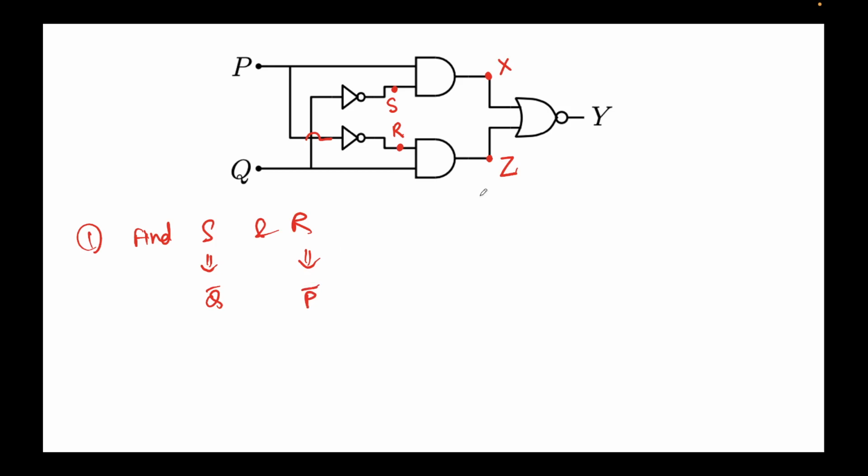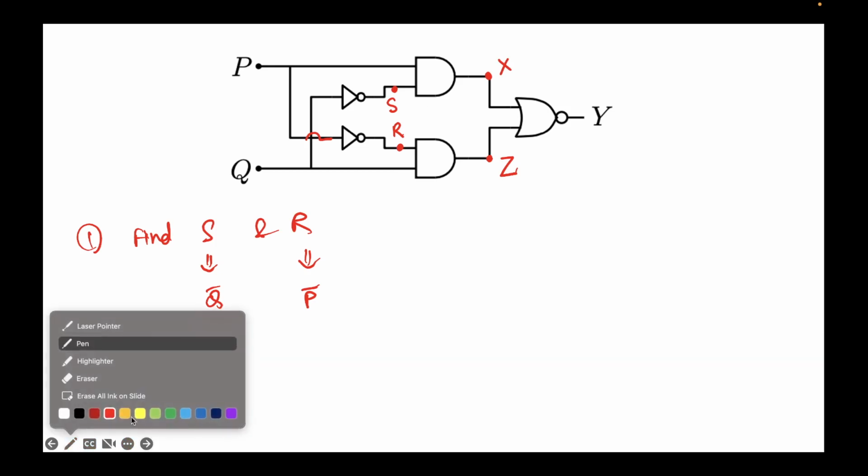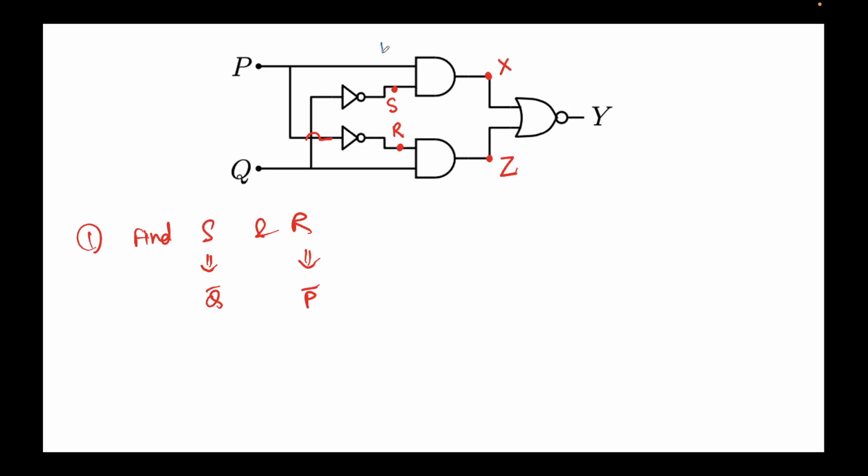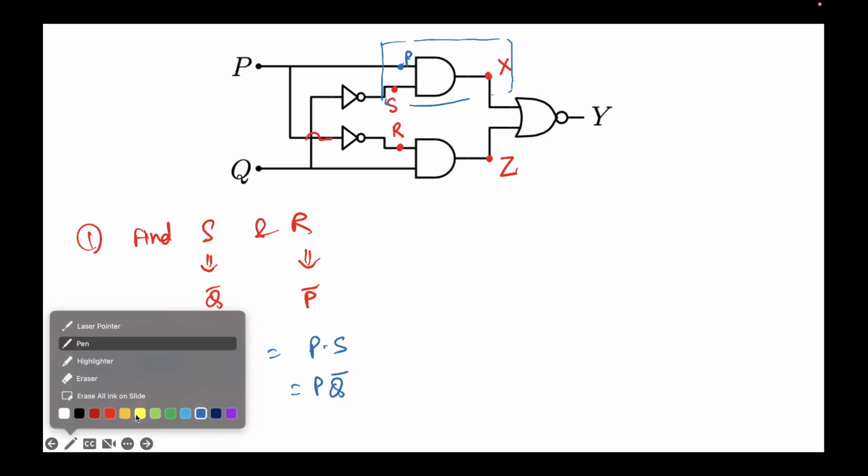Next, what I'll do is we'll evaluate X. This is P. So we'll find X. To find X, you can see that this is nothing but an AND gate, with two inputs, P and S. So this is P times S. The value of S is nothing but Q bar. So this will turn out to be P Q bar. Okay, so that's the first part.